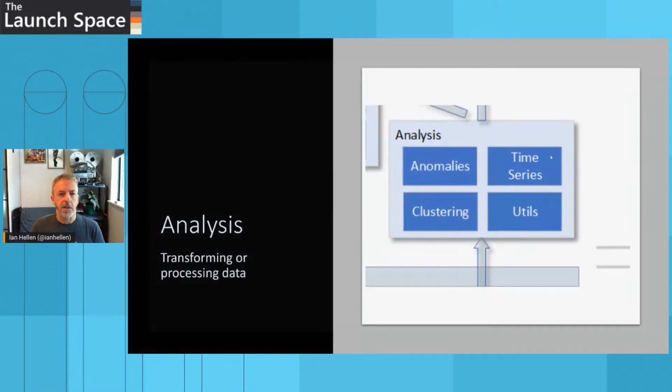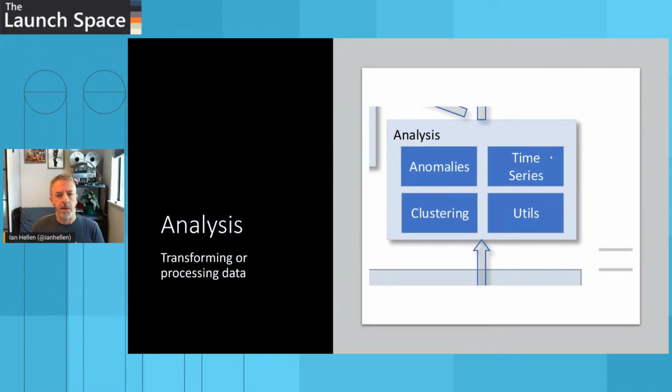The next section is analysis. So here are the things like anomaly detection, time series, clustering. We'll see examples of a couple of these things in the Jupyter notebook part, and a few different utilities like decoding base64, like obfuscated commands, which is very common with attackers.